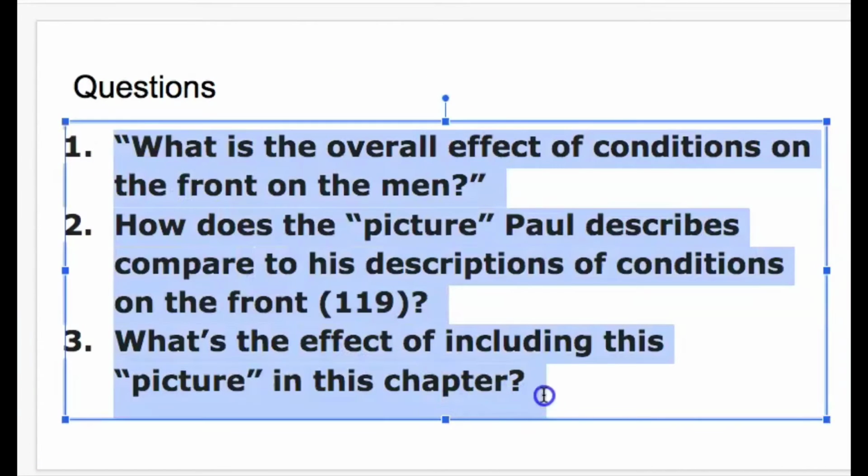There will also be a series of questions inside of Schoology. What is the overall effect of conditions on the front of men? And how does the picture Paul describes compare to his descriptions of conditions on the front? What's the effect of including this picture in this chapter?